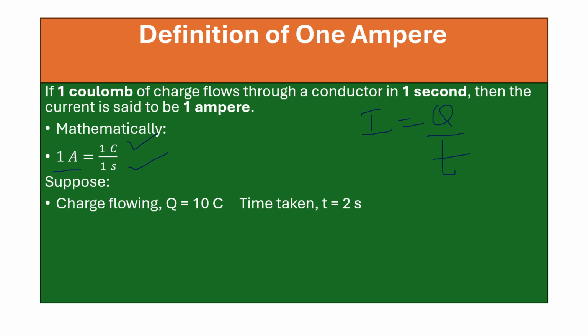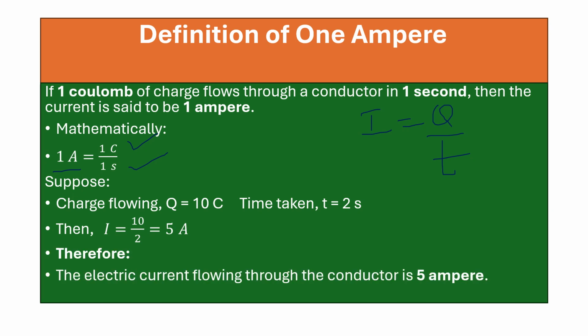Suppose charge flowing, that is Q, is equal to 10 coulomb, and time given is 2 seconds. What will be the current here? That is Q upon t, which is 10 divided by 2, which will give you 5. The unit is A, that is ampere, because the unit of current is ampere. So the electric current flowing through the conductor is 5 ampere. I believe that this part is clear to you.